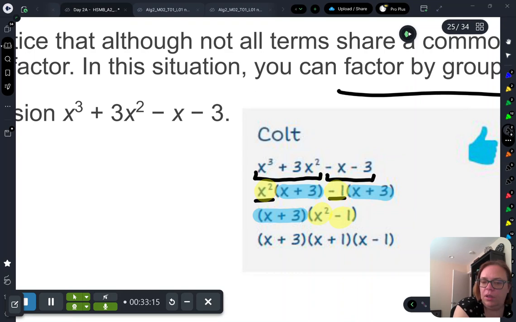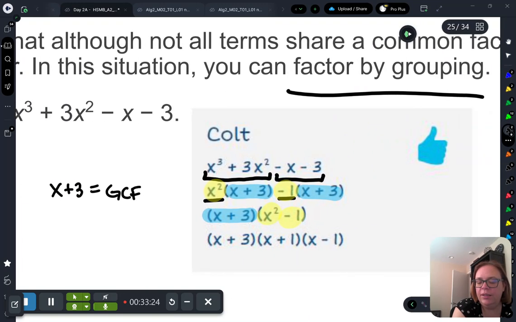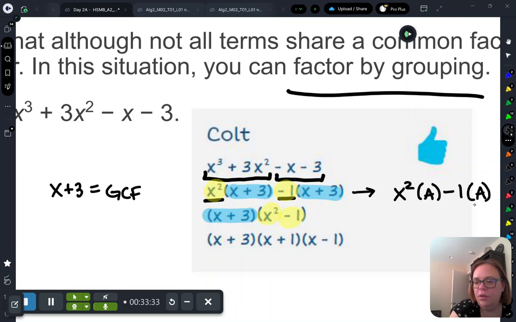It's like the x plus 3 was a GCF. In fact, you can replace it with some letter. So instead I'll write it as x squared times a, minus 1 times a. All I did was replace the x plus 3's with an a. Then from there you can take that a out. It's a GCF, and you're left with x squared minus 1. But then you put the a back, you get x plus 3 times x squared minus 1.